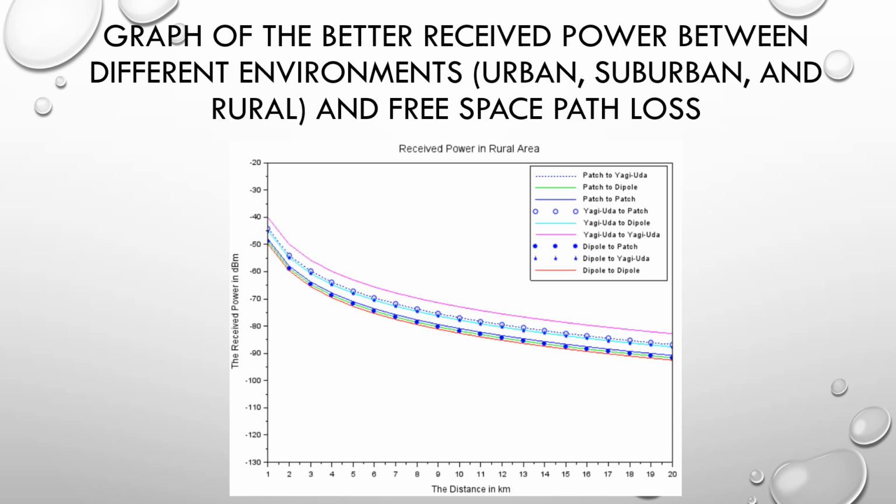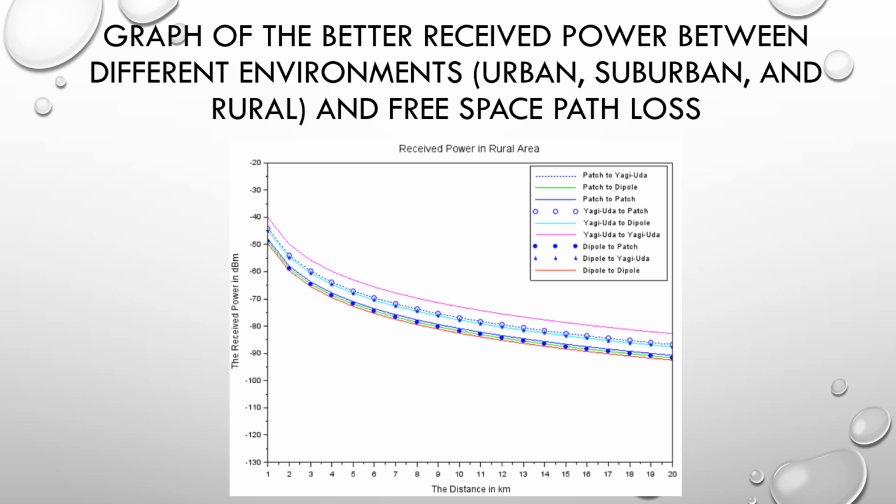The rural environment may show better receive power compared to the free space path loss model throughout a distance range from 1 kilometer to 20 kilometers. In conclusion, I can say that the combination of Yagi Uda to Yagi Uda is the best combination in terms of received power.